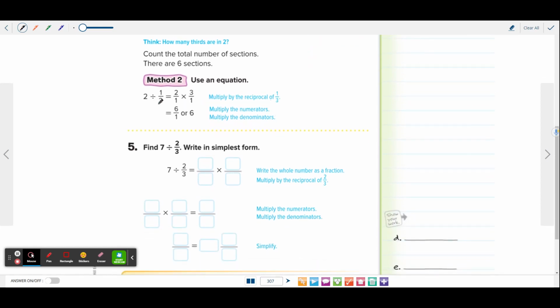Well, for method 2 with our math, we have 2 divided by 1/3. We're going to find the fraction version of 2, which is 2/1. So we keep, change the sign to multiply. That's our change. And then find the reciprocal or the inverse of 1/3, which is 3/1. So then 2 times 3 is 6/1 or 6.